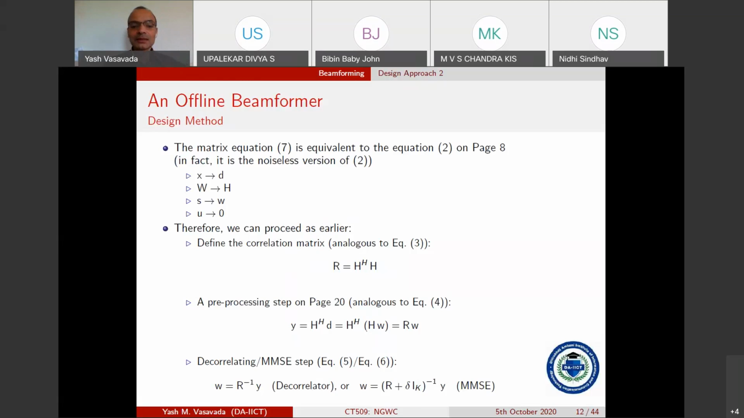What has happened is I didn't focus on that over the last several days. And so I didn't prepare the slides to introduce Wiener's algorithm or Capon's algorithm in the context of this decorrelation or MMSE detection. So we will have to park that topic as of now. We are on slide number 12.